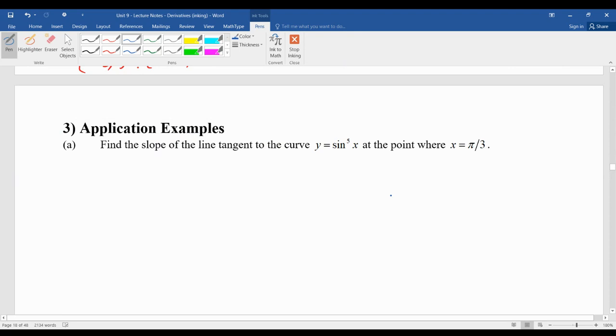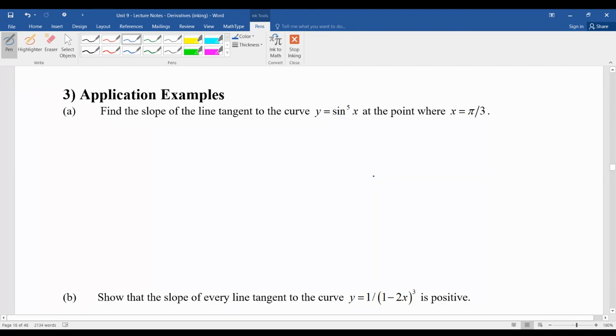So, application examples. This is something we've seen before. Find the slope of the line tangent to the curve y equals sine to the fifth of x at the point where x equals pi over 3. Since we're looking for the slope of the tangent line at one point, we need the slope at an instant. In this case, we just use the derivative to find the slope.